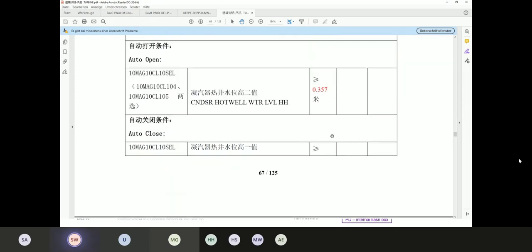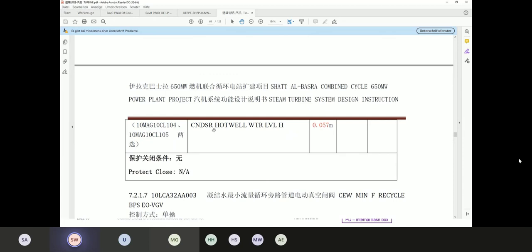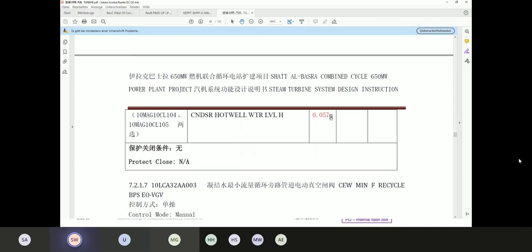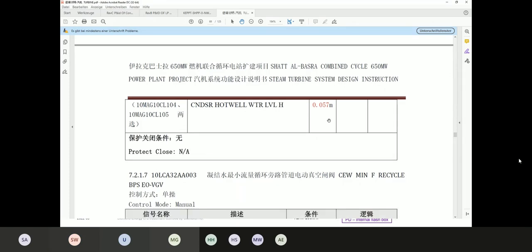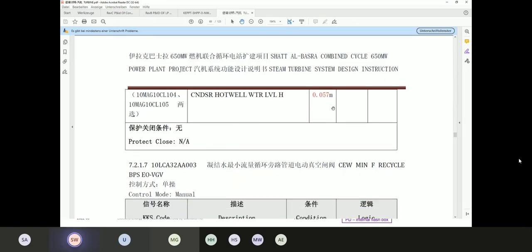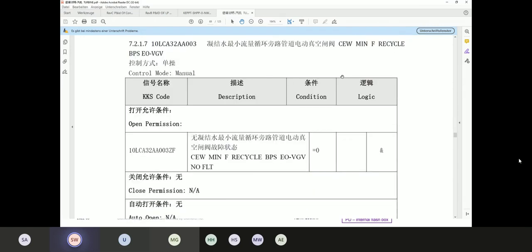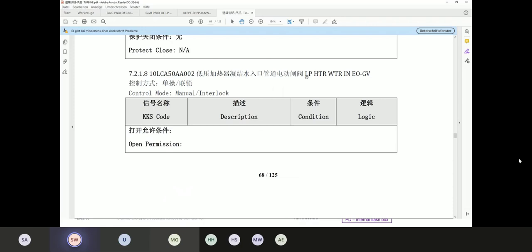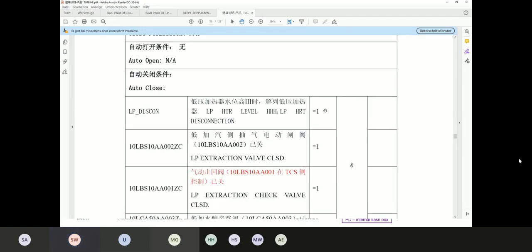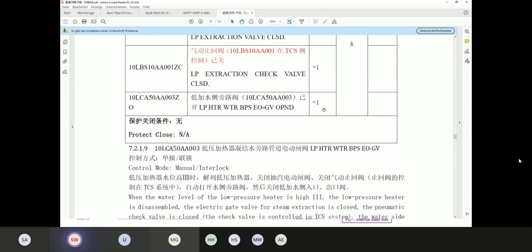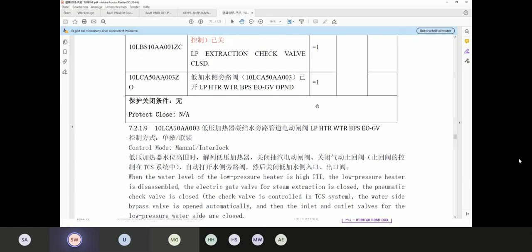Water level high, and there should be somewhere a water level low. 0.057 meter. So 0.057, this should be integrated here somewhere. Condensed. No, this is level high. So there should be a level low protection in. From my experience, it needs to be in.